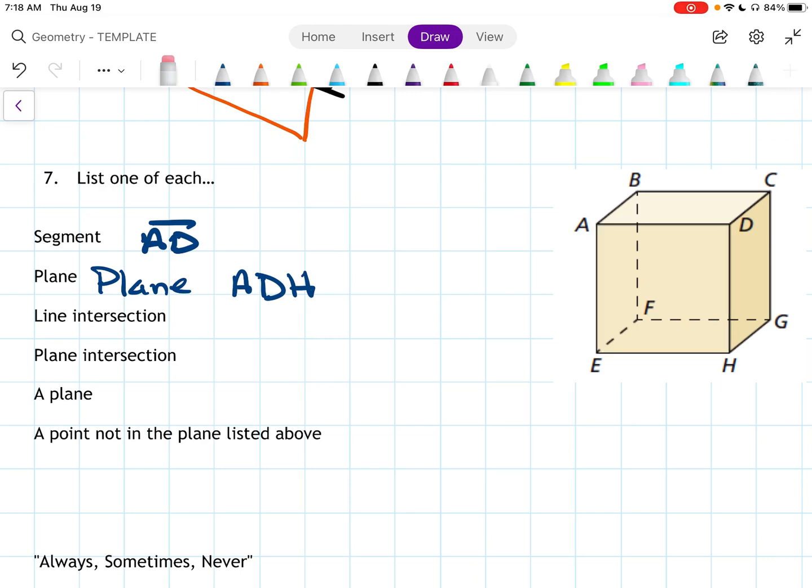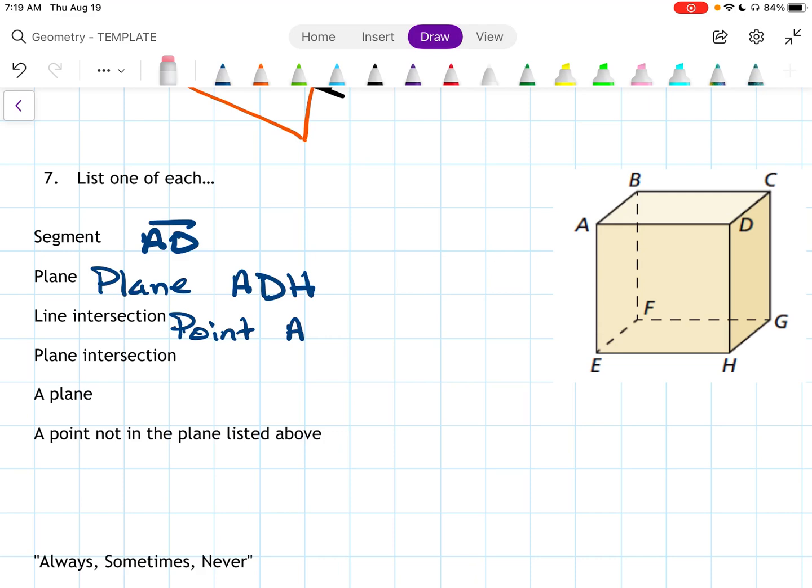Okay. Now we need a point where 2 lines intersect. Well, let's look at AB and then AD. They would intersect at point A. All right.